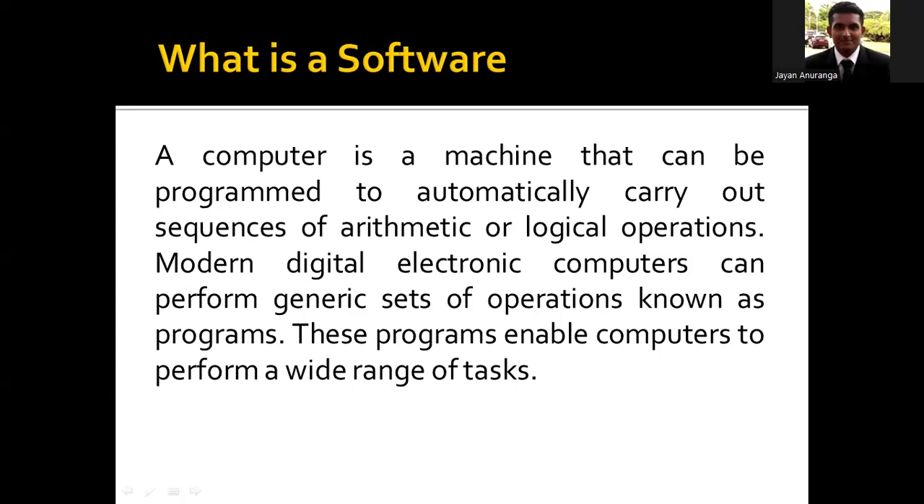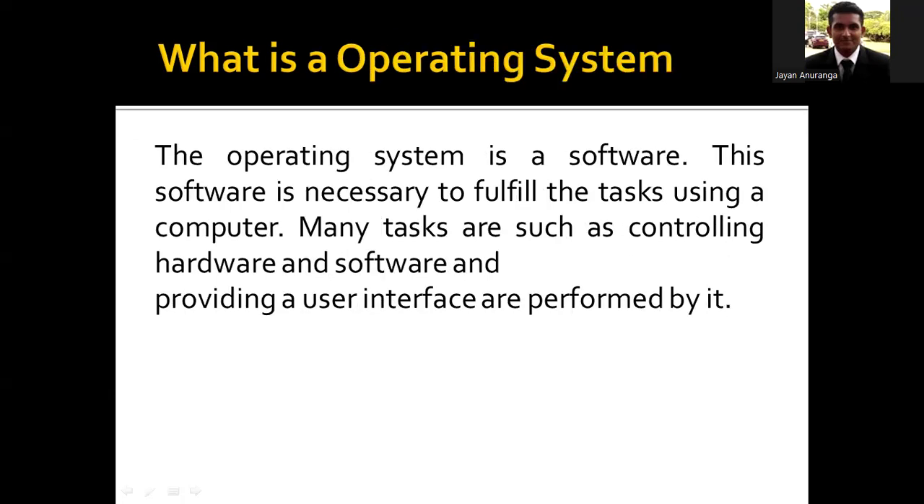Software can be divided into different categories: application software and system software, and application software also can be divided into special purpose and general purpose. Mainly, software is divided into system software and application software. The operating system is a system software.